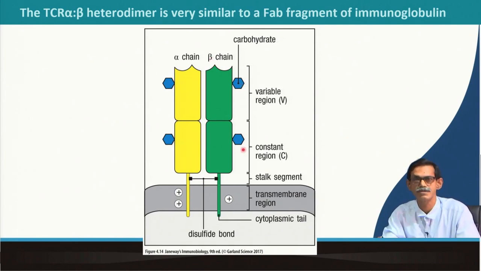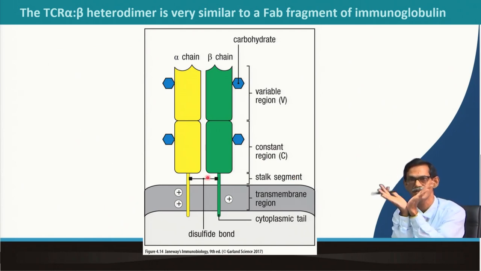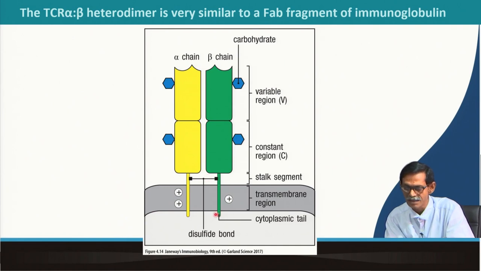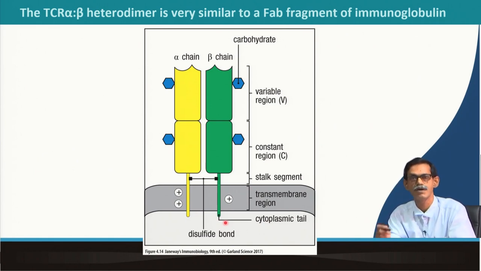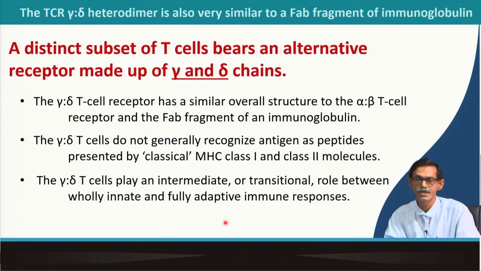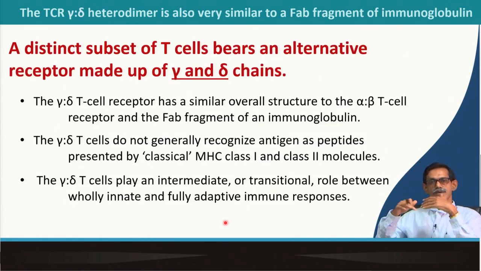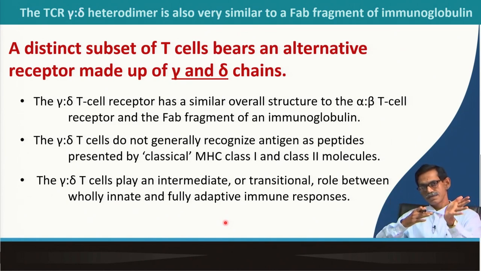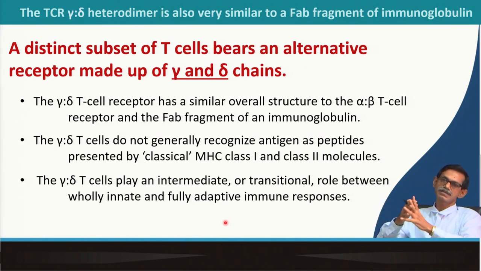Here also the carbohydrate or the glycosylation is there. There is a variable region, constant region. So, there is a stalk segment, it is not like a hinge because here they do not have the flexibility. Okay. And the transmembrane domain, and this cytoplasmic tail, which is responsible for transducing the signal when it interacts with the antigen MHC complex. Okay. So, I assume that you understand the immunoglobulin structure part, and just correlate the similar thing in their structure.